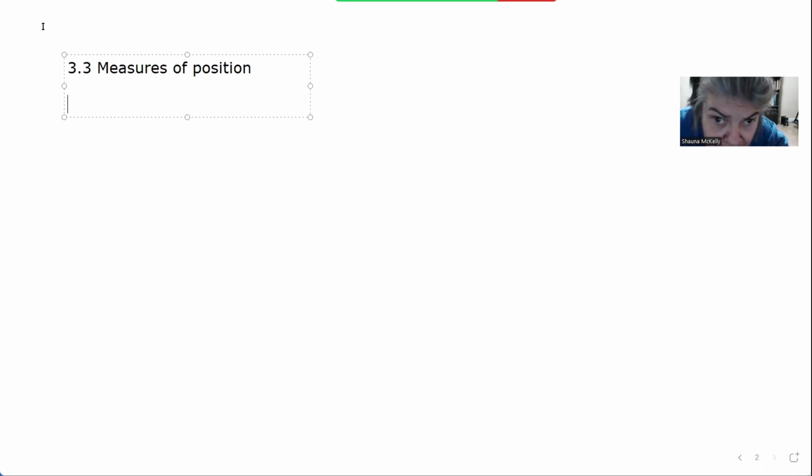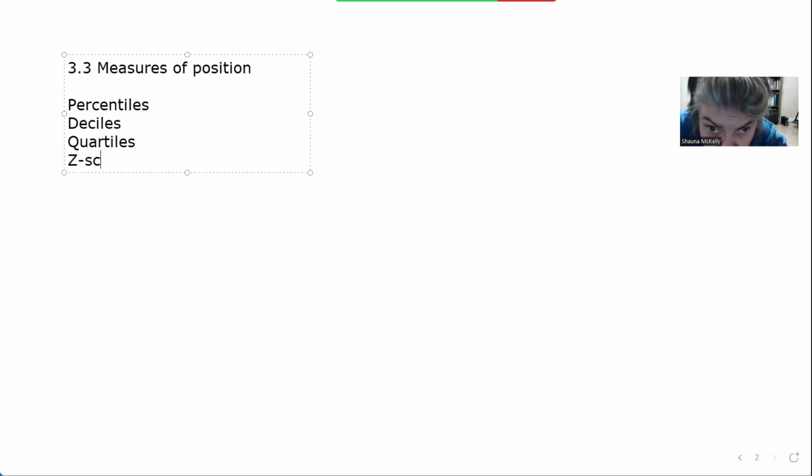Measures of position are things like percentiles, deciles, quartiles, and the z-scores. There are others, as I said. Those are the main four, and we're going to talk some more about some of these in detail. One thing that I do want to point out that's hard for people is the difference between percentiles versus percentages.